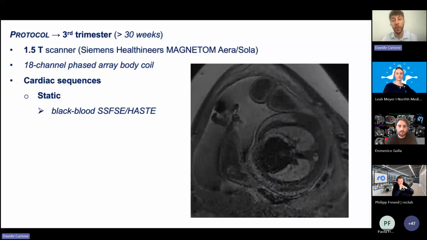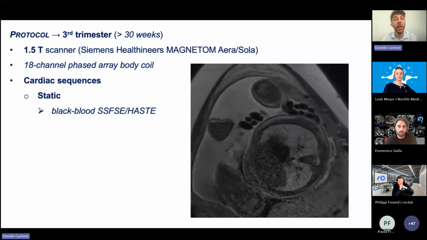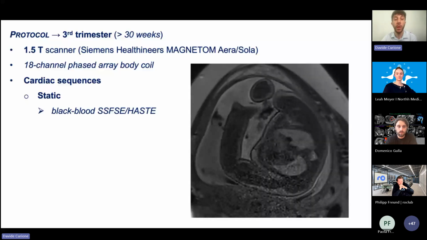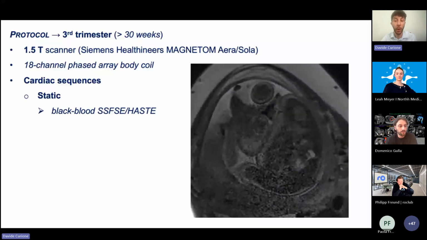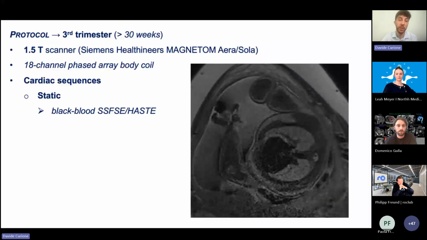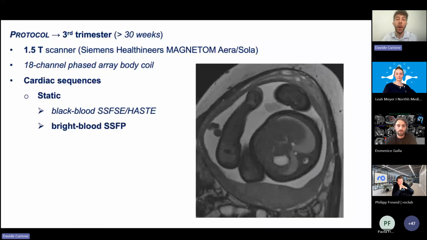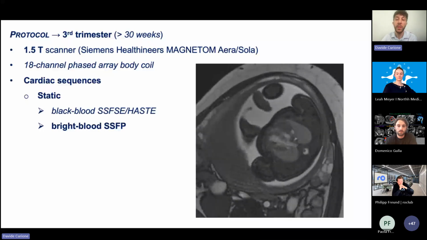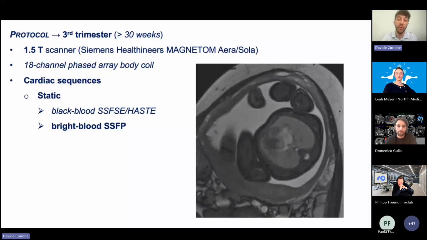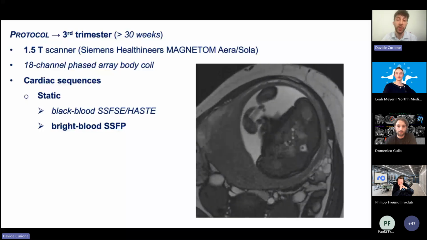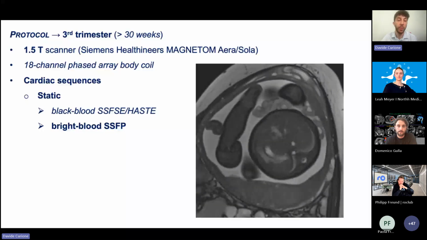Cardiac sequences are both static and dynamic. For static imaging, we use black blood HASTE sequences, although a little bit less frequently now because we find other sequences to be more useful. On the other hand, bright blood SSFP sequences remain the norm, although we switched to a modified version derived from research sequences, which I will show later.